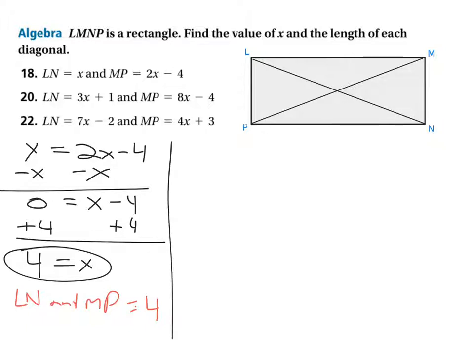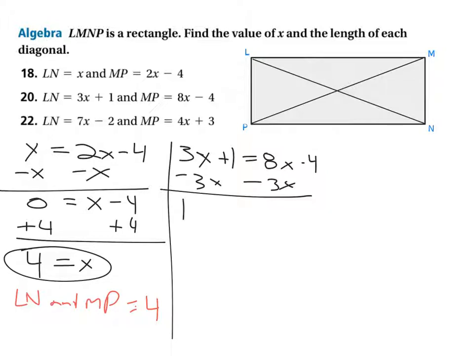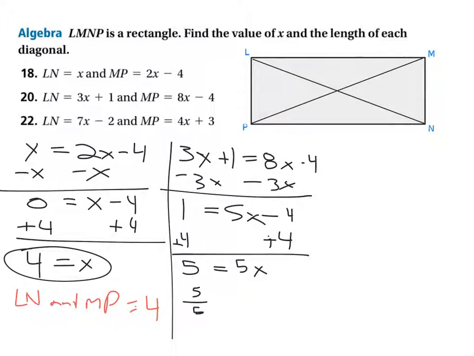And let's keep going. 3x plus 1 equals 8x minus 4. And I'm going to subtract 3x. Really just a bunch of algebra. I'm using a new pen and I'm not great at it yet. 5 equals 5x. And we get 1 equals x.